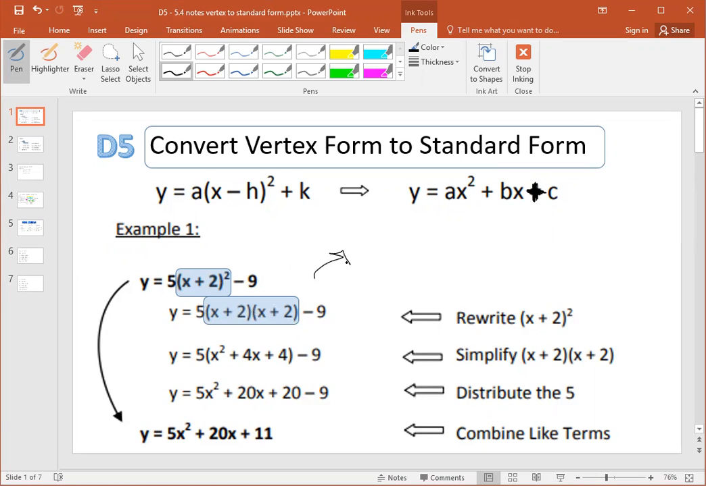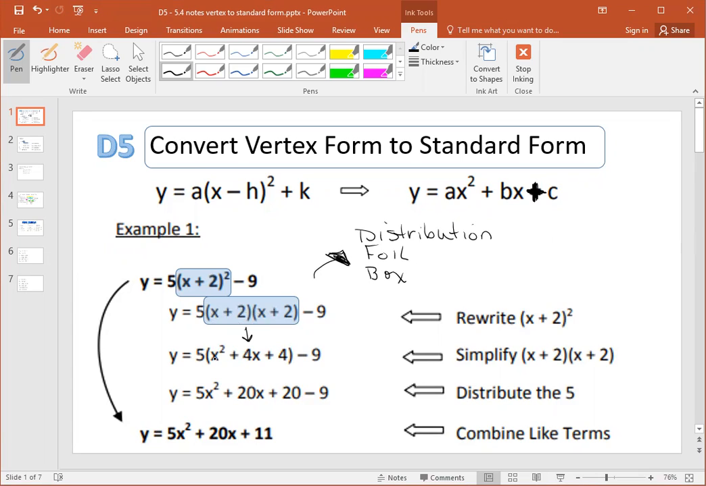So we're just going to remind you right here, you've got distribution, you could FOIL, or you could do your box. This is what we did in the last class. When you get that answer, it's still going to be in parentheses down here. So this answer goes right here, and that would be x squared plus 4x plus 4.